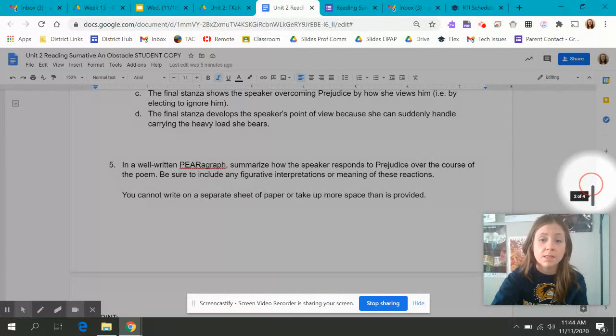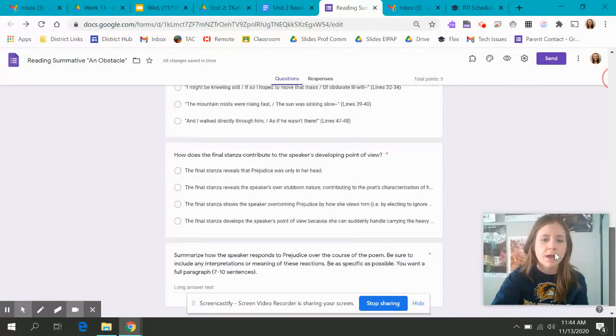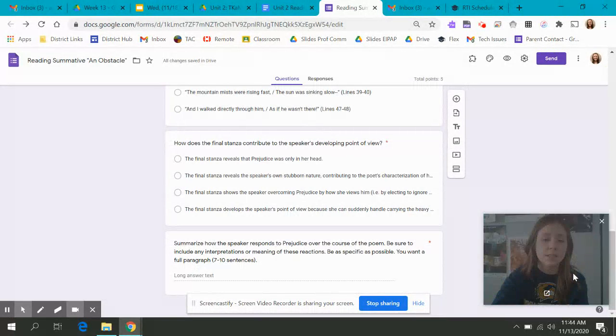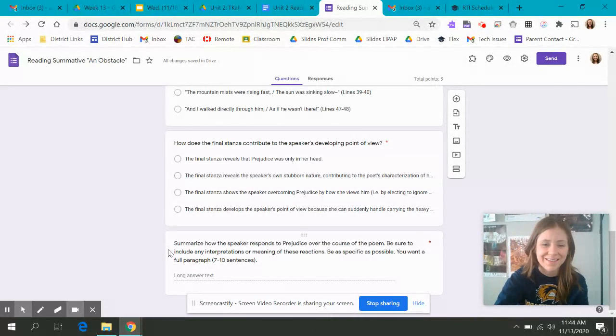And then there is an open response. I'm going to scroll to here for that, because the open response in the document I'm looking at needs to be edited. That will be fixed before you see it. So I'm looking at the open response right here. Summarize how the speaker responds to prejudice over the course of the poem.